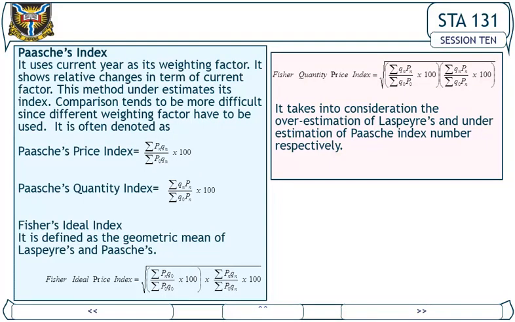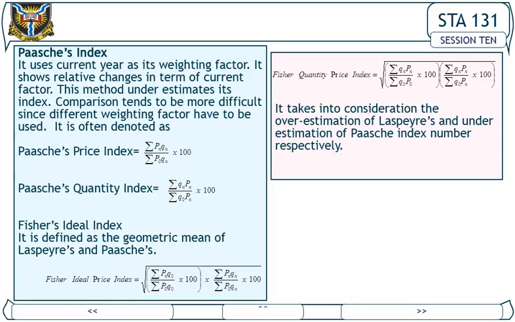Paasche index. It uses current year as its weighting factor. It shows relative changes in terms of current factor. This method underestimates its index. Comparison tends to be more difficult since different weighting factors have to be used. It is often denoted as Paasche Price Index is equal to, Paasche Quantity Index is equal to.